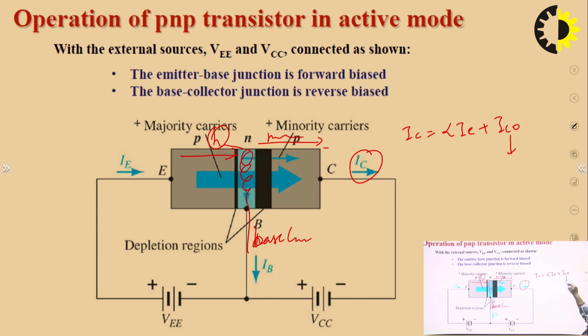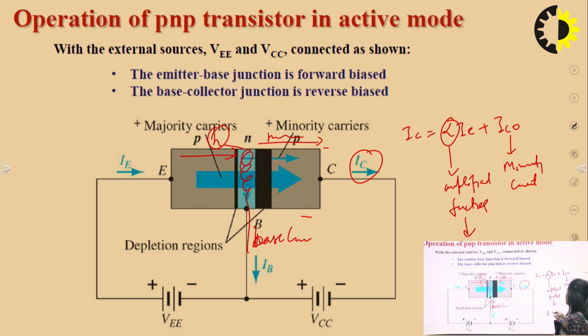This ICO is the minority current. This minority current is flowing because this circuit is in reverse bias. This NP junction is a reverse biased PN junction diode, due to which the minority current is flowing. And this alpha is the amplification factor, and its value is given as 0.95 to 0.99.